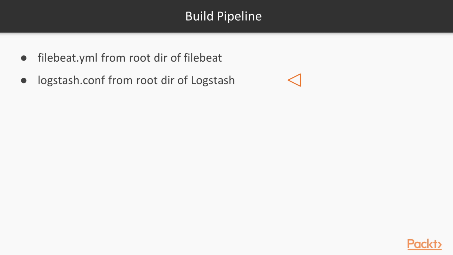Note that for the sake of simplicity, we use the name logstash.conf, that is .conf, but this file can be named anything you like, so long as it has the .conf extension. This is important because you could have more than one pipeline configuration file.